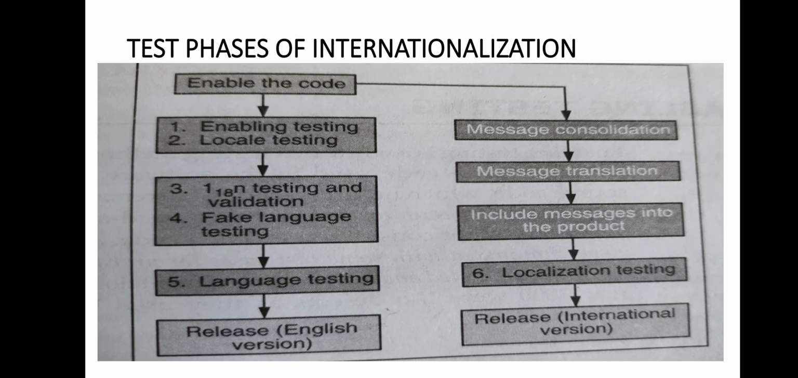Okay, our previous steps are just giving an English version to us. These steps are enable testing, locale testing, validation, fake language testing and language testing. So after these steps that are represented at your left side, we will just be getting an English version, but when we include the right side properly in our practice, then we go for international version that will be the result of that testing. So you can see internationalization is a great thing that gives identification to your software product internationally.